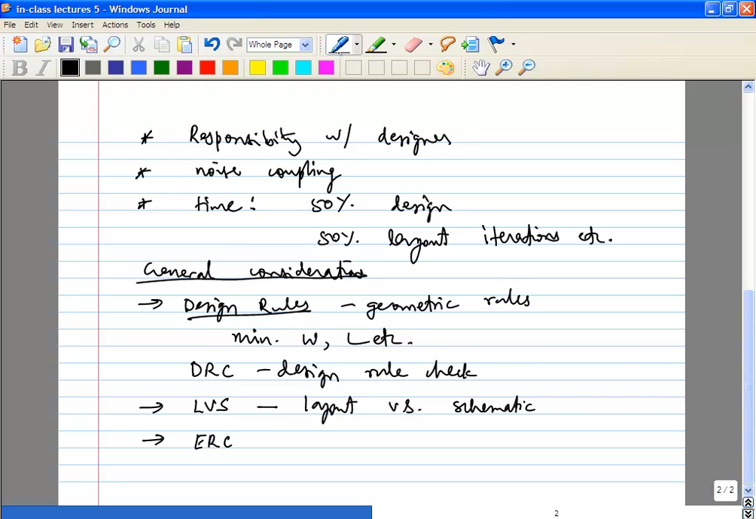Okay. Then there is something called ERC. Okay, these are all part of what is called physical verification. So actually, we are going to look at a couple of others. ERC is electrical rule check.